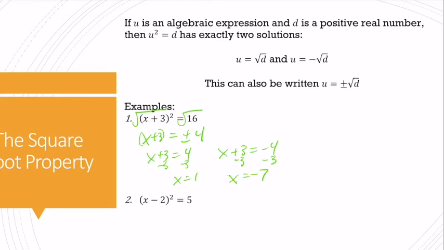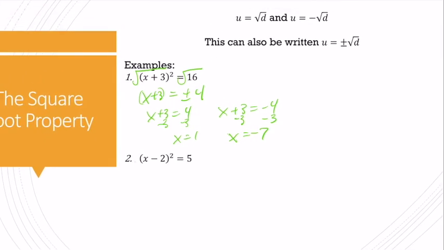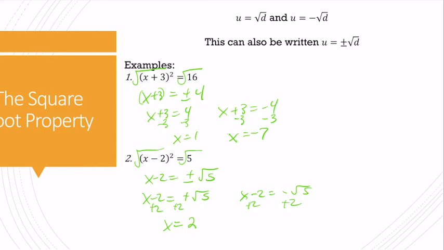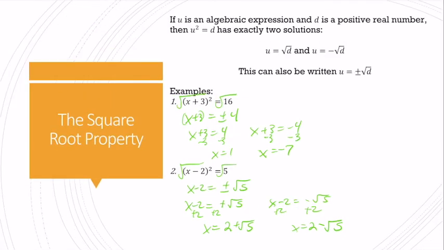Let's try that again. I take the square root of both sides. x − 2 = plus or minus the square root of 5. So I have x − 2 = plus the square root of 5, and x − 2 = minus the square root of 5. Leave it in radical form, please. So I'm going to add 2 to both sides. I get x = 2 + √5, and x = 2 − √5. And that's how I use the square root property.